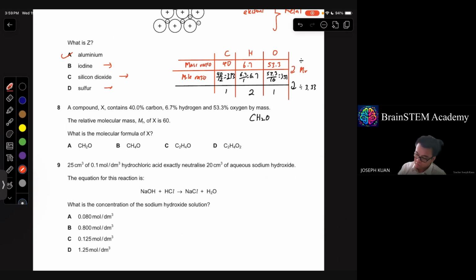Now, we're not done yet. To find the molecular formula, we have to use this to find the molar mass of the empirical formula. So find the relative mass of the empirical formula, and its multiple will be 60, which is the relative molecular mass. So 12 plus 2 plus 16 times n equals 60, which is equivalent to 30n equals 60, and our n is 2. It's a multiple of 2, so CH2O multiplied by 2 will make C2H4O2. So the answer is D for donkey.